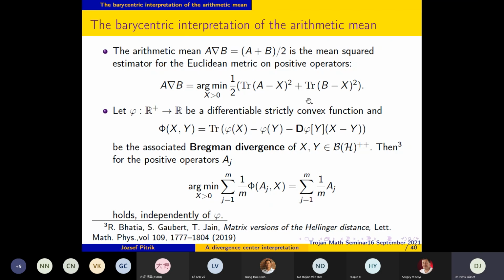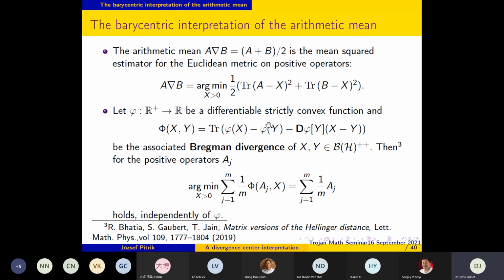Now let's return to the matrix means. We have mentioned that the notable arithmetic, geometric, and harmonic means have several characterizations. Now I would like to show one of them, namely how we can characterize them as barycenters. It's easy to check that the arithmetic mean is the mean squared estimator, or barycenter, for the Euclidean metric.